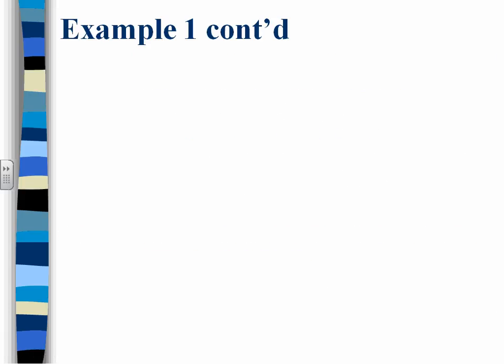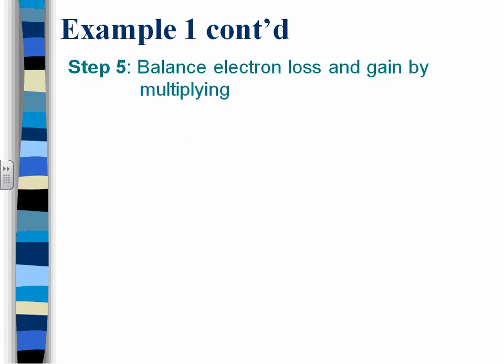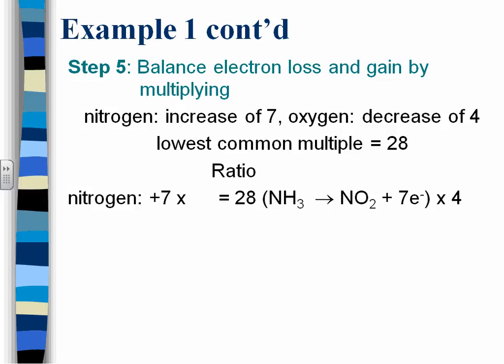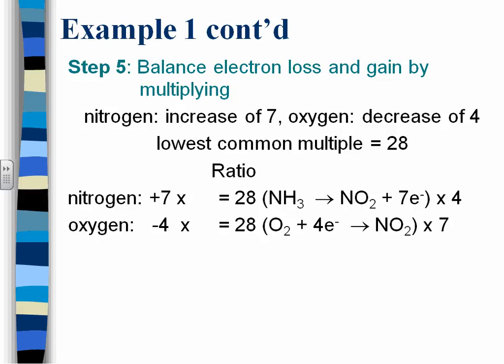So now that we know our electron loss and gain, we're going to balance it by multiplying, just like I did, finding the lowest common multiple. So nitrogen increases by 7, oxygen decreases by 4, so the lowest common multiple is 28. So here's my ratio. I'm going to take my nitrogen reaction and multiply it by 4. I'm going to take my oxygen reaction and multiply it by 7. Here's what you have to remember: when you actually do this, your electrons should cancel out. So I should have 28 electrons on either side of my reaction.